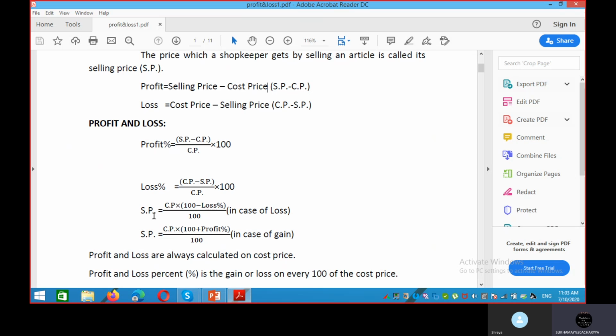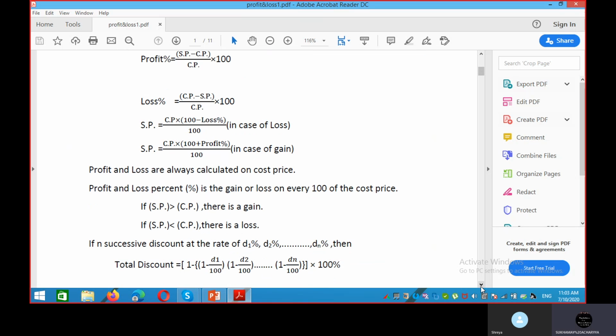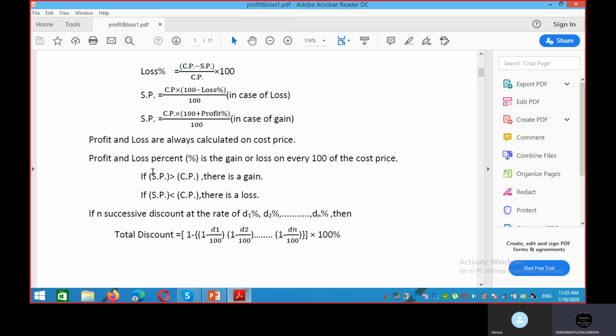So SP is equal to CP into 100 minus loss percentage by 100 in case of loss. SP is equal to CP into 100 plus profit percentage by 100 in case of gain. Profit and loss are always calculated on cost price. Profit and loss percent is the gain or loss on every 100 of the cost price. If SP is greater than CP, there is a gain. If SP is less than CP, there is a loss.